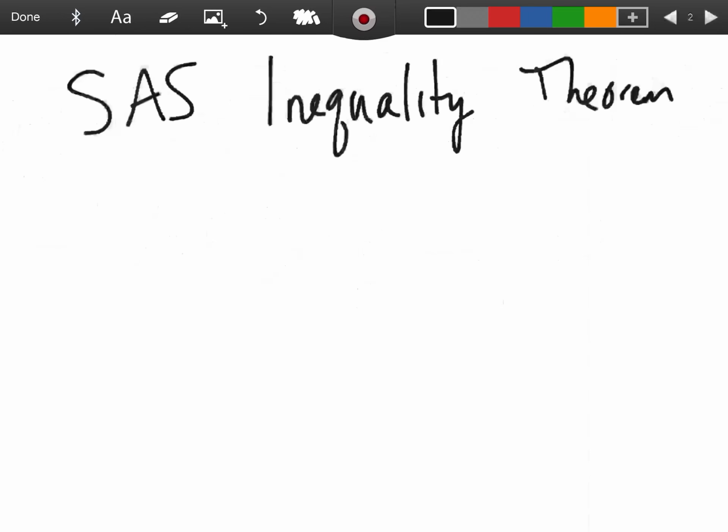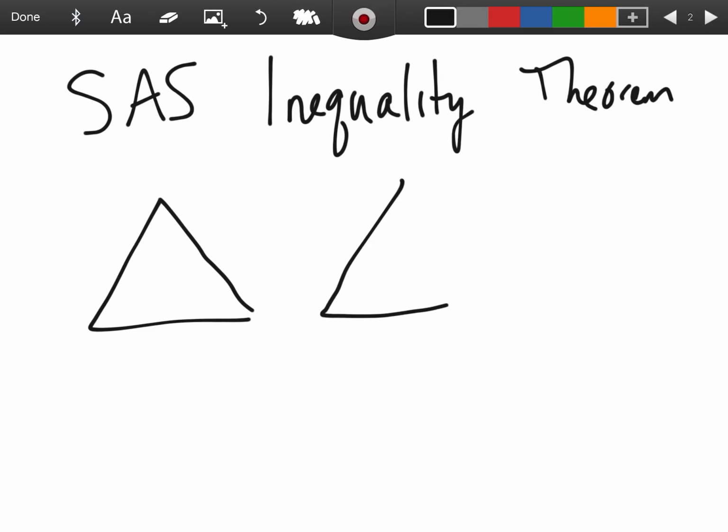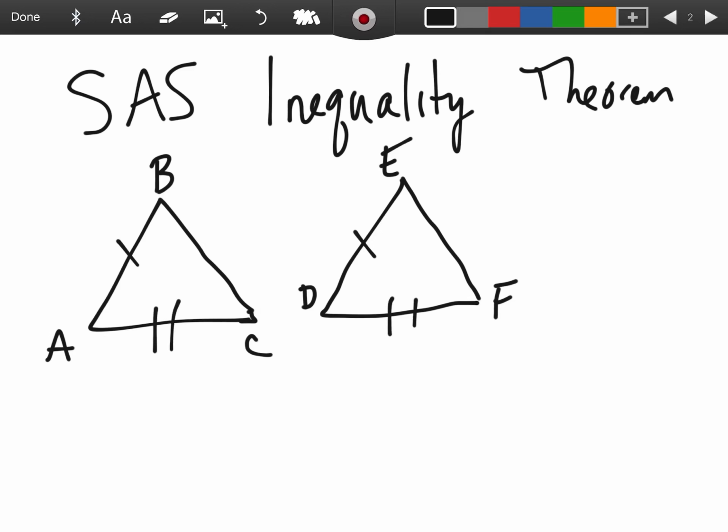If we think back to side angle side, what we probably had was two triangles, and this was side angle side congruency. We knew, let's say this is triangle ABC here, and this is triangle DEF over here. Let's say we know AB is congruent to DE, we know AC is congruent to DF, and then we know A is congruent to D. Boom, that tells us these triangles must be congruent.